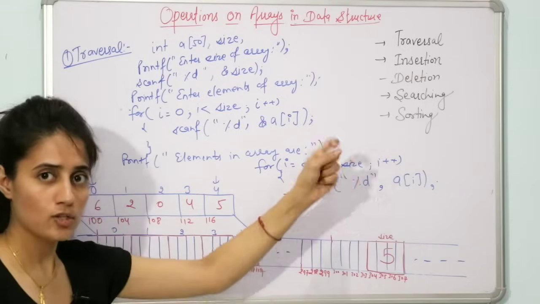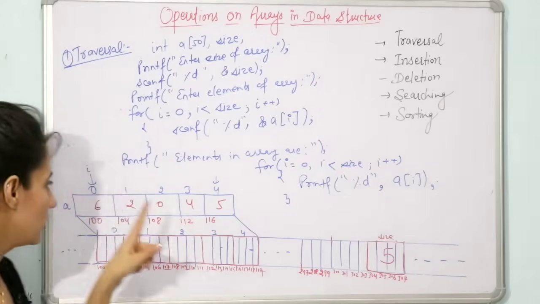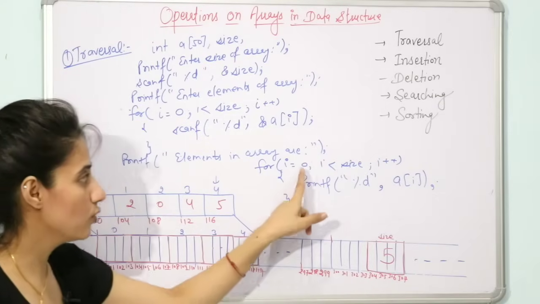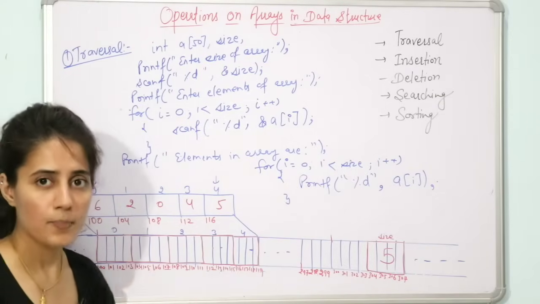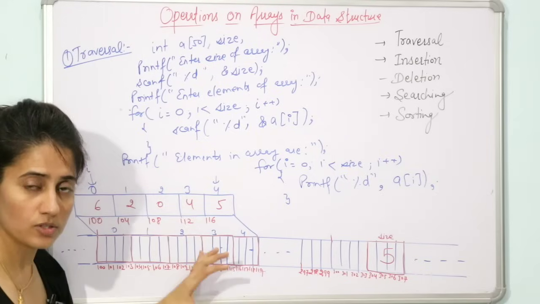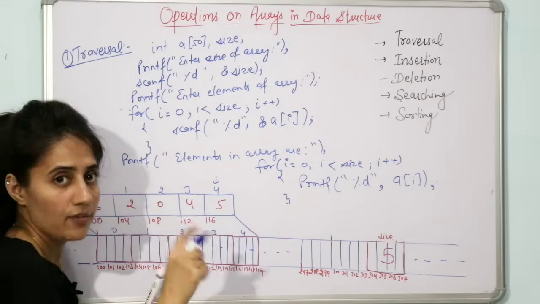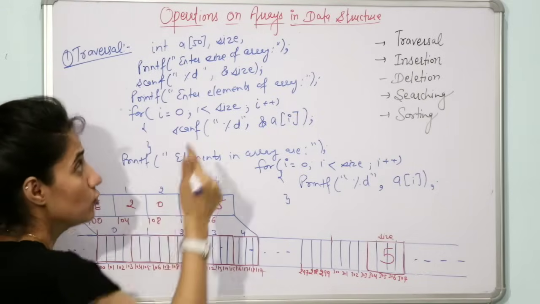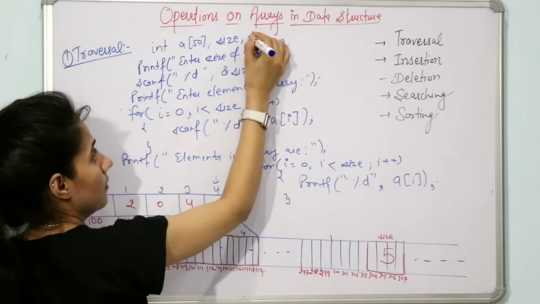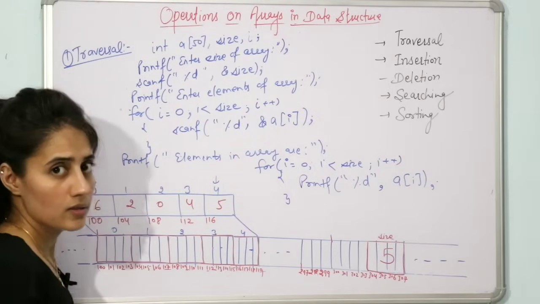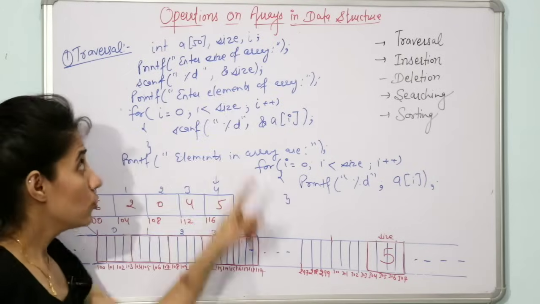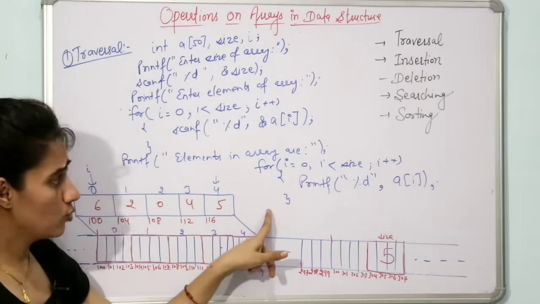Then i++, i is 1, then a[1] would be printed, that is 2. Like this, values from index 0 to 4 would be printed. So this is now the traversing of the array. See, here we are using one more variable, that is i, so you have to declare this variable before. Fine. So I guess you can write the header files and execute this program.